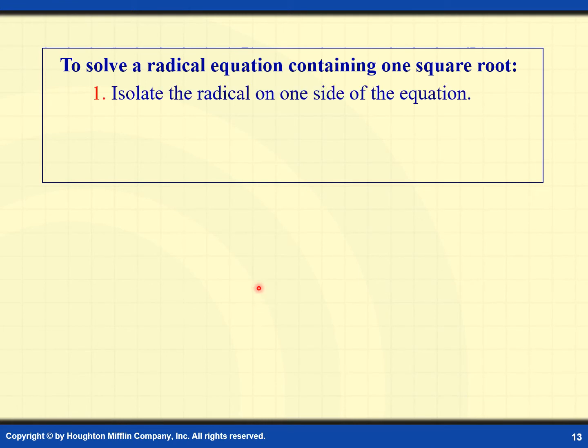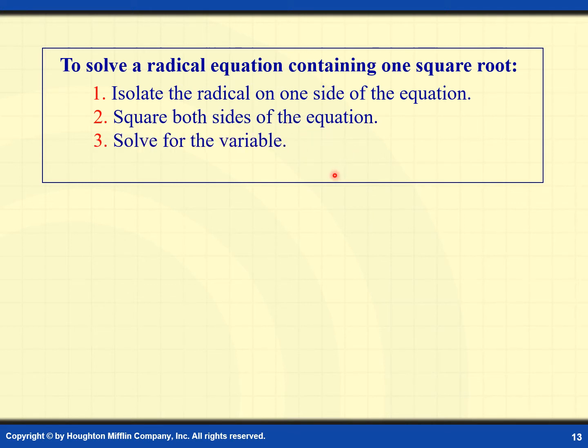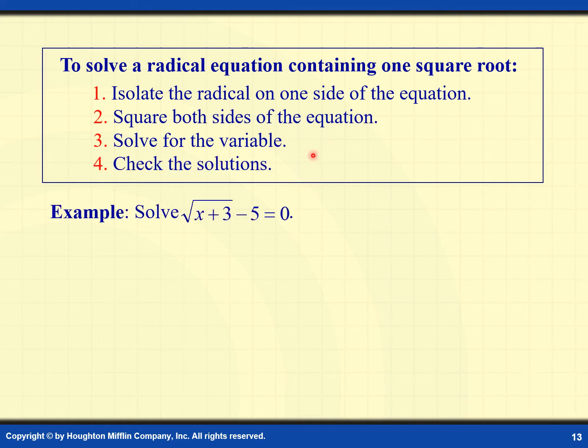Okay? So, to solve a radical equation containing one square root, first step, you need to isolate the radical on one side of the equation. Ang second step natin is you need to square both sides of the equation. Ang pangatlo po natin, we need to solve for the variable. At ang pang-apat natin, you need to check the solution.